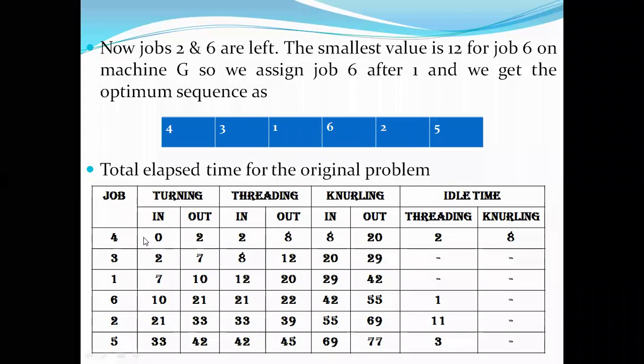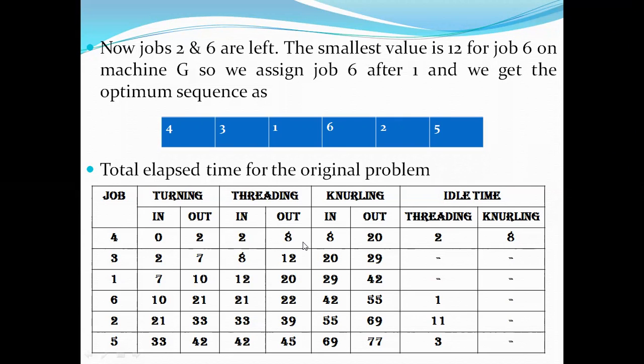Initially I am starting the work with job number 4, the fourth work part. So starting at 0, after 2 minutes it is performed, that is the minimum time. Next, it enters the threading after 2 minutes, and it is processed for about 6 minutes. After that it will enter into the knurling process.